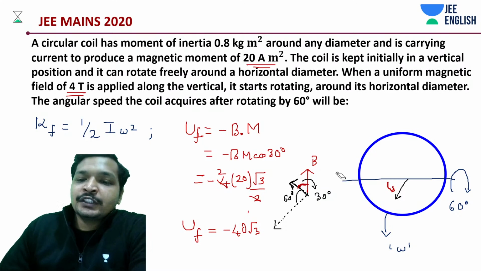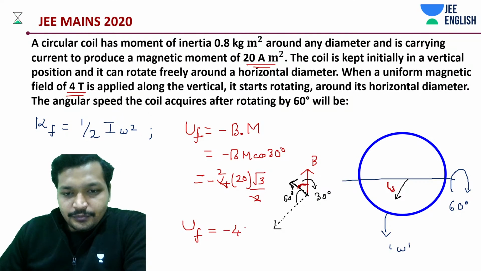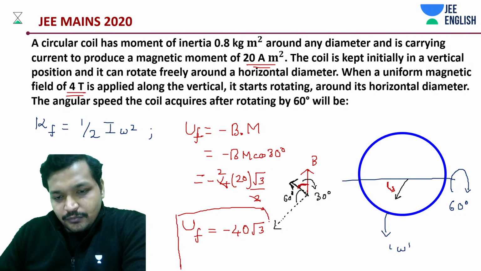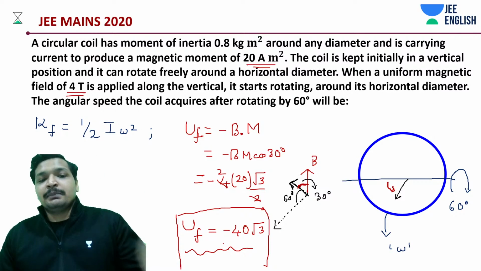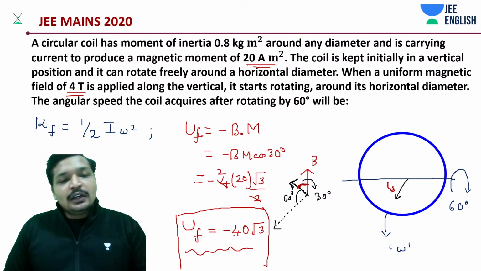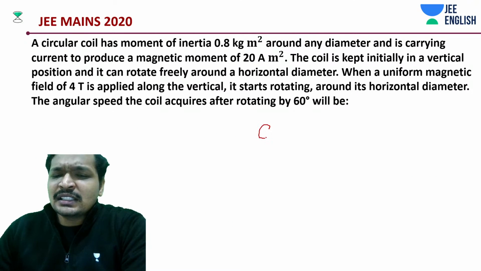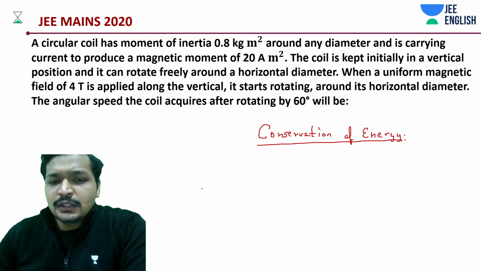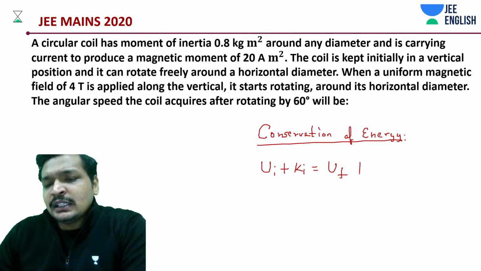Very easy. Actually, if you're focusing on the question, it's a very easy question. What is the total energy? Minus 40 root 3 SI units, like some joules, plus half I omega square. Let's do the calculation then. So finally, now what do we need to do? Conservation of energy. But that was what initially? 0, 90 degrees. So we have something like Ui plus Ki is equal to U final plus K final.